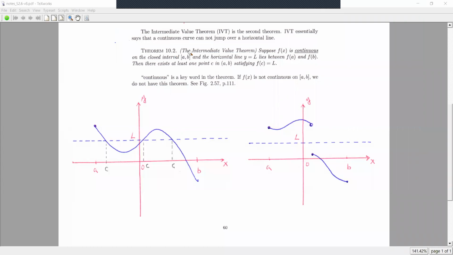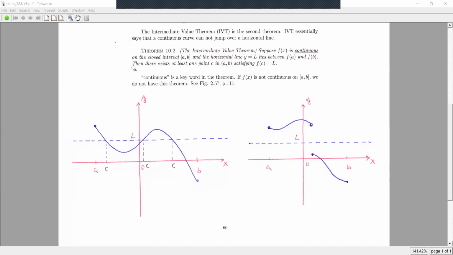Here is the intermediate value theorem. Suppose function f is continuous on the closed interval AB. Say the graph of the function is this curve. And suppose the horizontal line L lies between function value at A and function value at B. Function value at A is this point. Function value at B is this point. The horizontal line L is between this point and this point.